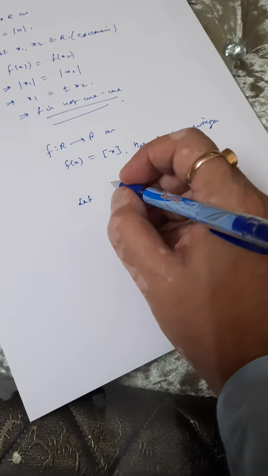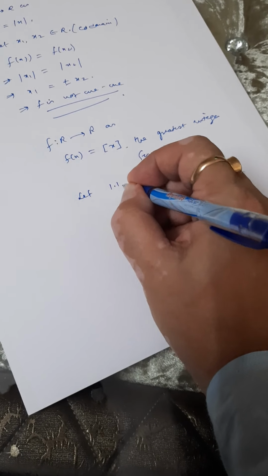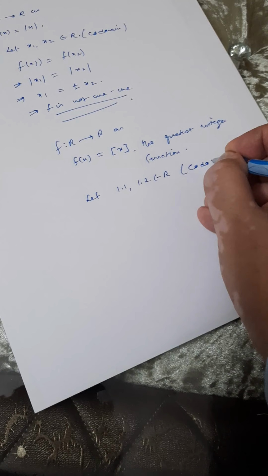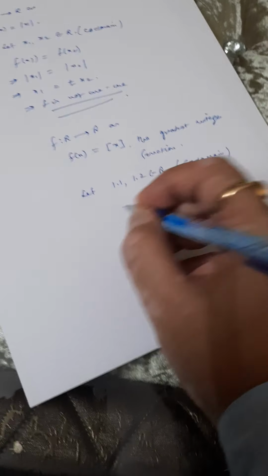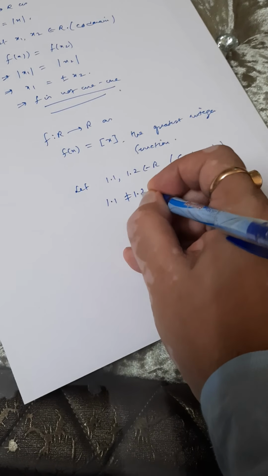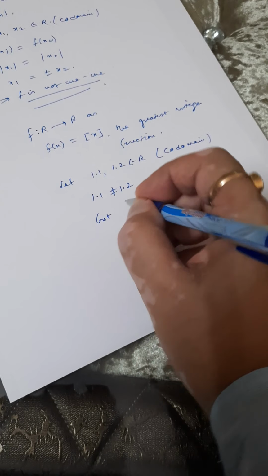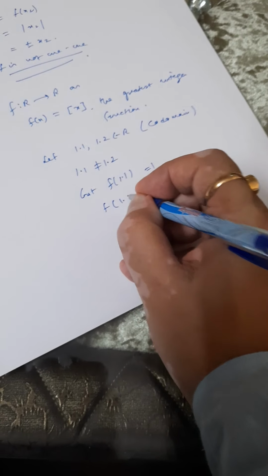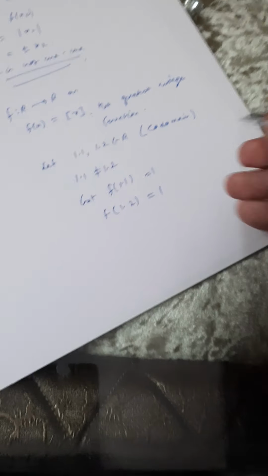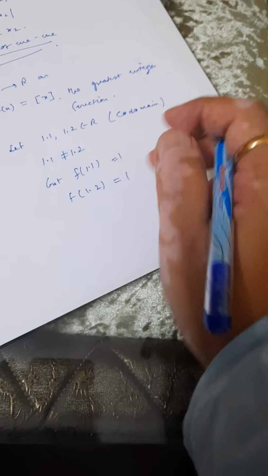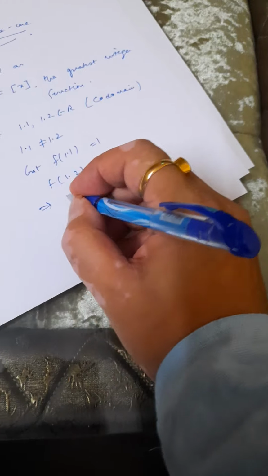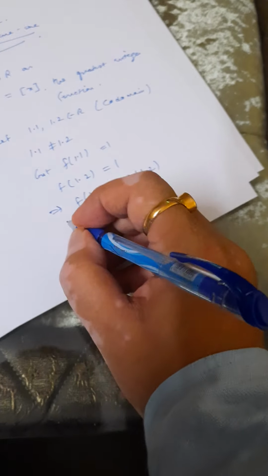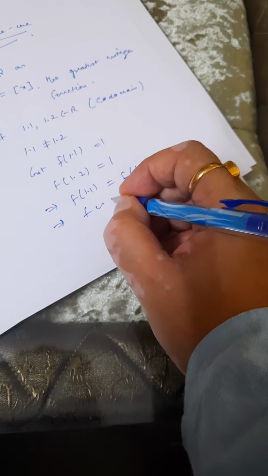Let you can say 1.1 and 1.2 belong to R, that is the codomain. Now 1.1 is not equal to 1.2, but f of 1.1 is 1, f of 1.2 is 1 because of the greatest integer. As bracket of 1.1 is 1, bracket of 1.2 is 1. So f of 1.1 is f of 1.2. So f is not 1-1.